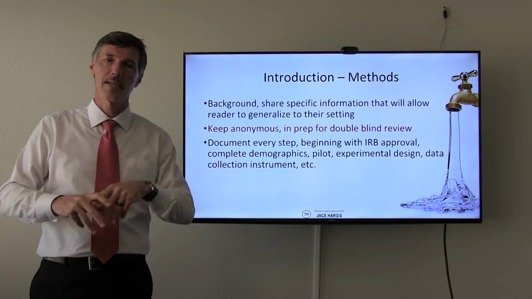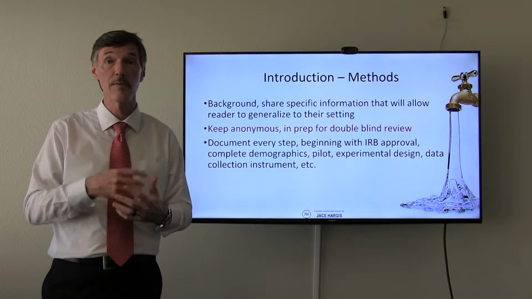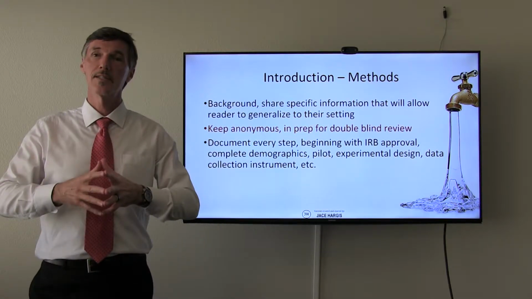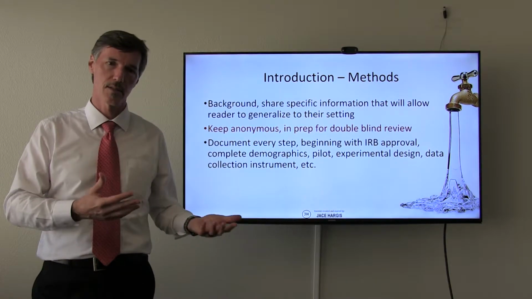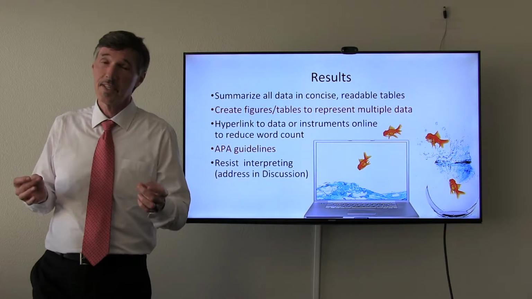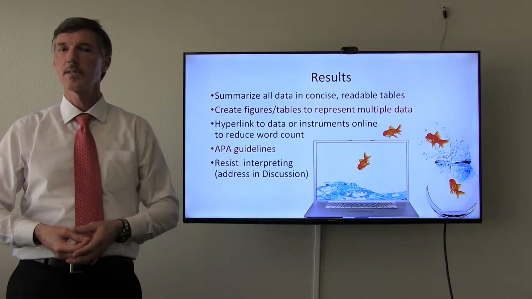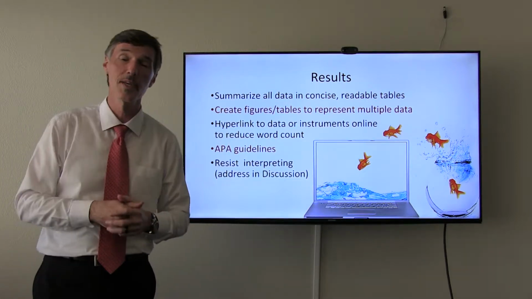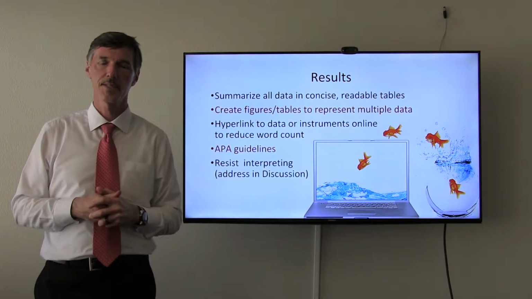Obviously, you want to keep everything anonymous for this double-blind peer review that you'll do when you send this out. So keep all of your institutional information out during the review process, and you can certainly put that in after it's accepted. The results section, you want to basically just put out the results, obviously with as many graphical representations, tables, figures, and summary forms so that people can make those interpretations.